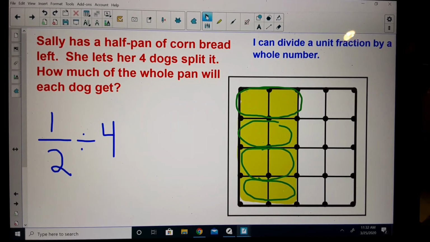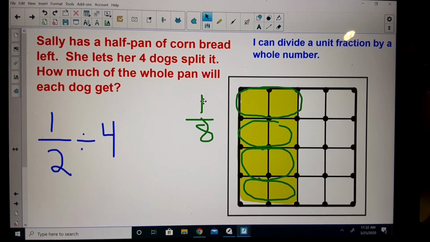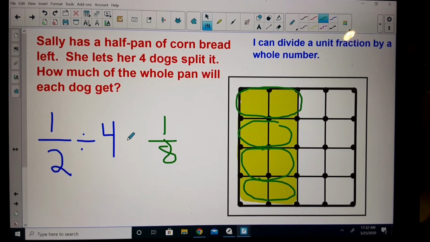So what does this come out to be? Well, that looks like 2/16, doesn't it? Each dog would get 2/16. But 2/16 reduces to 1/8. And I'm going to use the reduced fraction as the answer. So 1/2 divided by 4 equals 1/8.